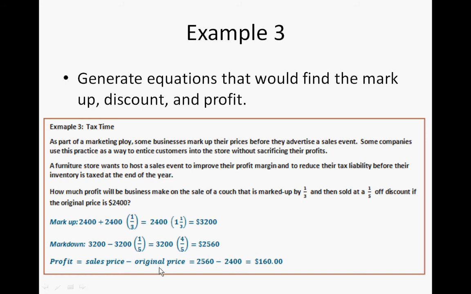And then the profit, we would just subtract the new price from the original price, or I'm sorry, the new price from the original price, and the profit would be $160.